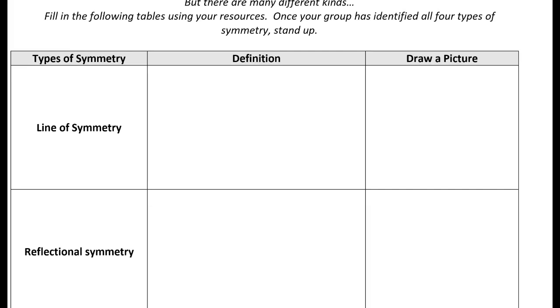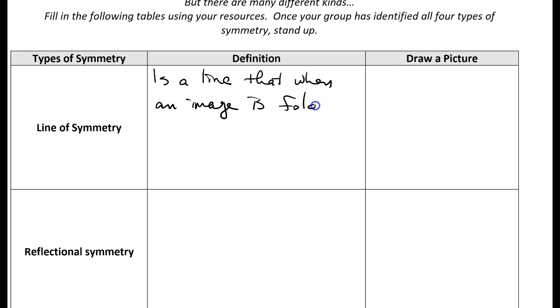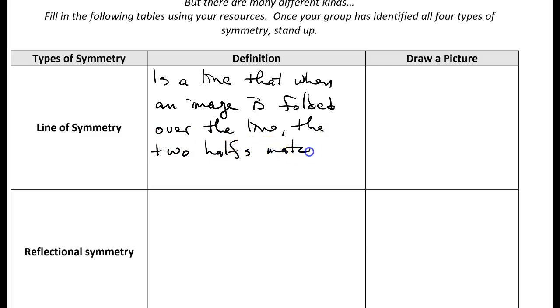We've got line of symmetry. So line of symmetry is a line that when an image is folded over the line, the two halves match exactly.